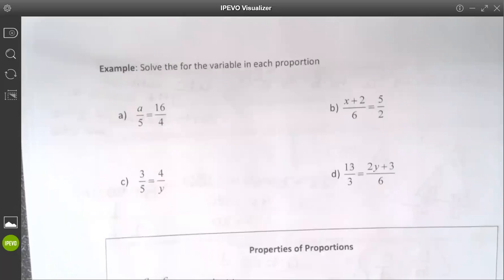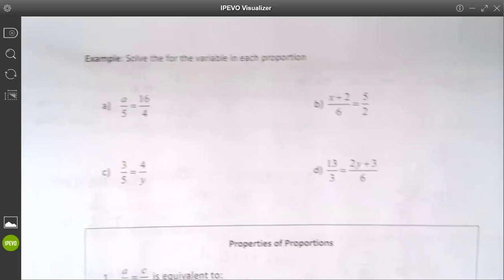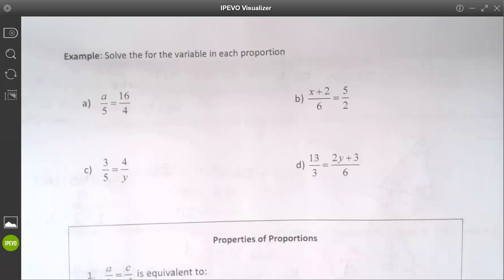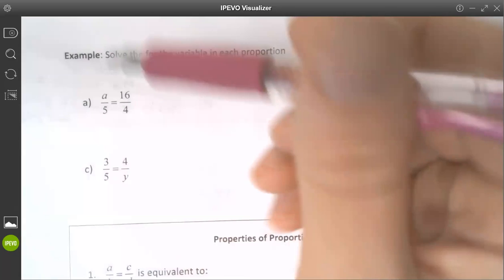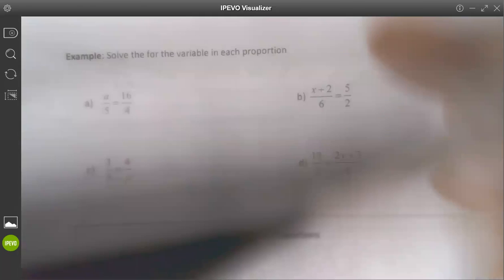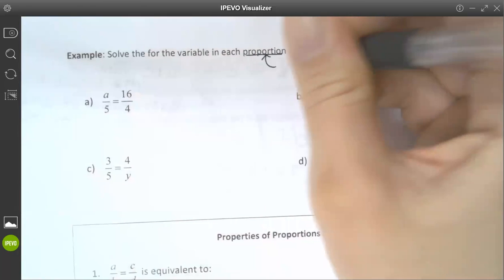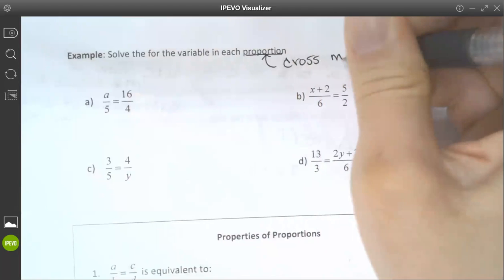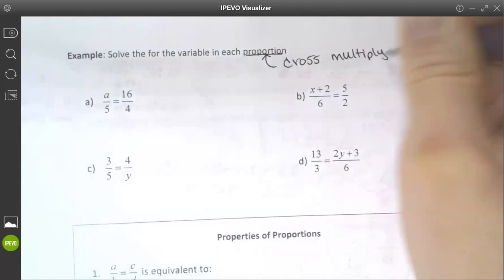And so this is going to look different depending on what we have. On example A, we just have a single term. So we want to solve for a variable using the fact that these are proportions. And because it's a proportion, we can cross multiply to solve.